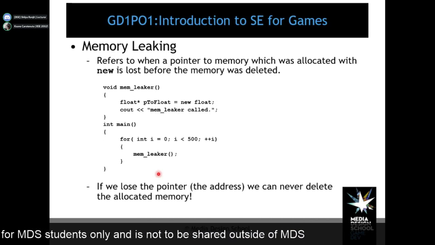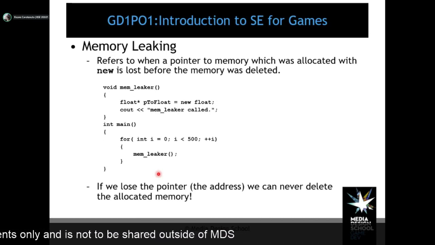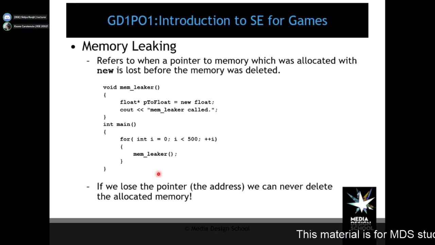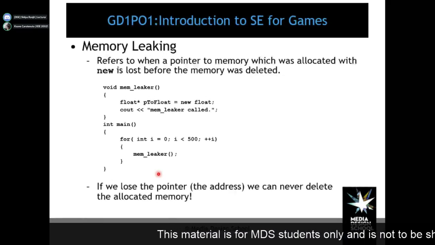Okay, so moving on to the next one. This is an example of memory leaking. A memory leak happens if you allocate memory to a pointer from the heap memory, but you never deallocate it, or you never use the delete operator.